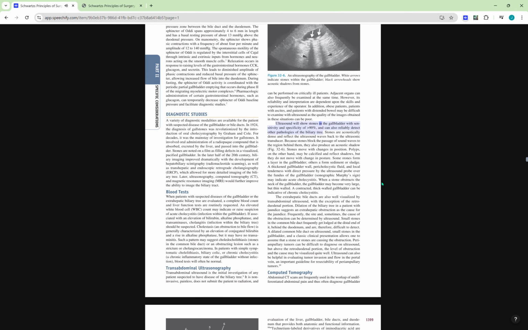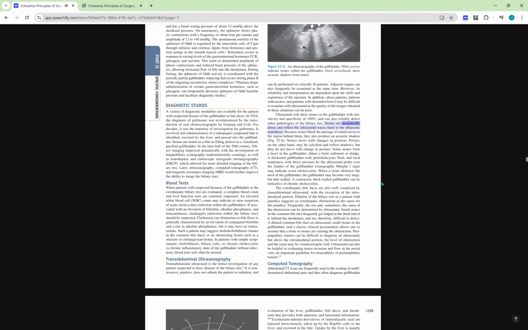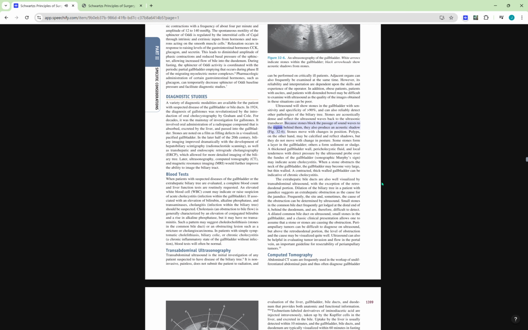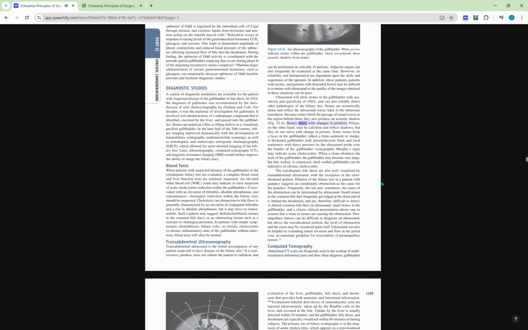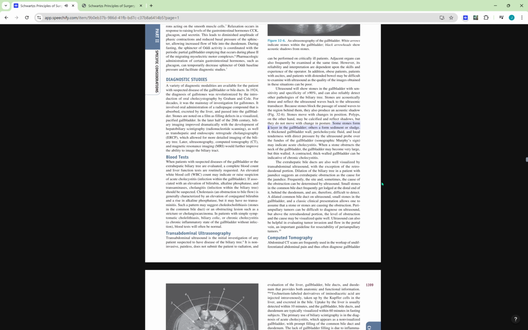Ultrasound will show stones in the gallbladder with sensitivity and specificity of greater than 90% and can also reliably detect other pathologies of the biliary tree. Stones are acoustically dense and reflect the ultrasound waves back to the ultrasonic transducer. Because stones block the passage of sound waves to the region behind them, they also produce an acoustic shadow. Stones move with changes in position. Polyps, on the other hand, may be calcified and reflect shadows, but they do not move with change in posture. Some stones form a layer in the gallbladder. Others form sediment or sludge.